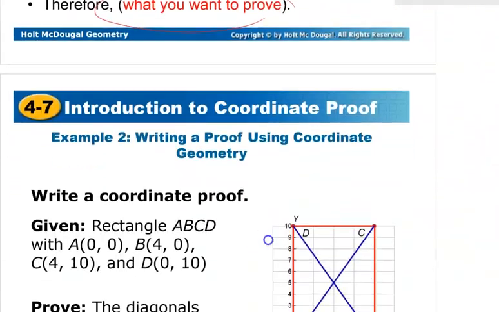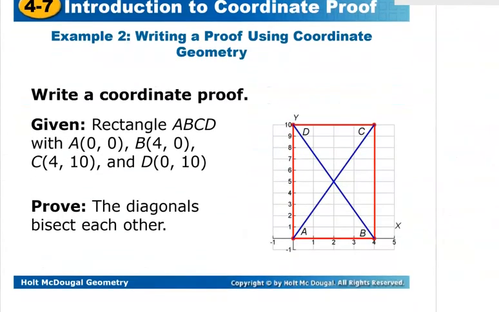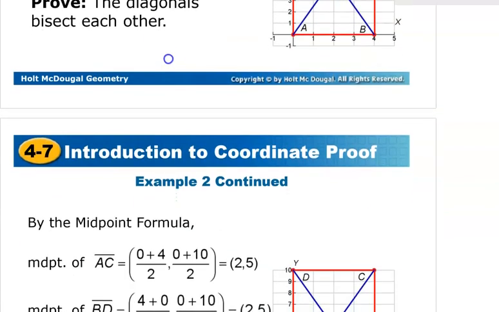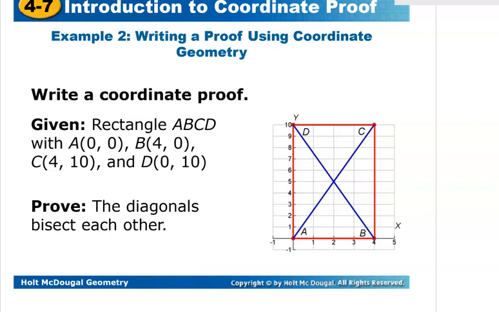Okay, so I'll show you what this actually looks like. That was just an overview. So write a coordinate proof of this. So given all of that, we're going to prove the diagonals bisect each other. Okay, so we're going to start with my if-then statement, and let's see. They're bisecting each other. What can we use to show that? Ooh, if they have the same midpoint. Okay, let's do that.